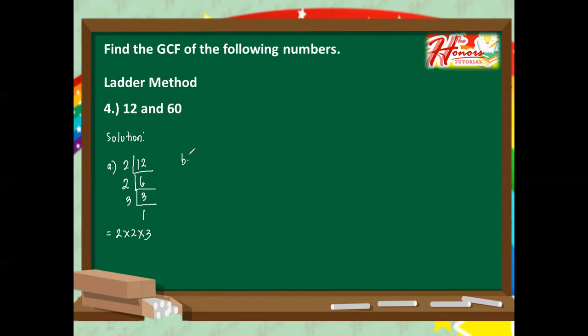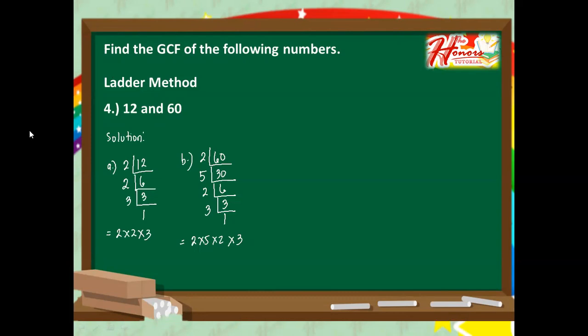Now let's solve for 60. So think of a prime number that can divide 60. That's 2. 60 divided by 2, that's 30. Think of a prime number that can divide 30. We can use 5. 30 divided by 5, that's 6. Prime number that can divide 6, that's 2. 6 divided by 2, that's 3. Prime number that can divide 3, that's 3. So 3 divided by 3 is 1. So for this, we have here 2 times 5 times 2 times 3.